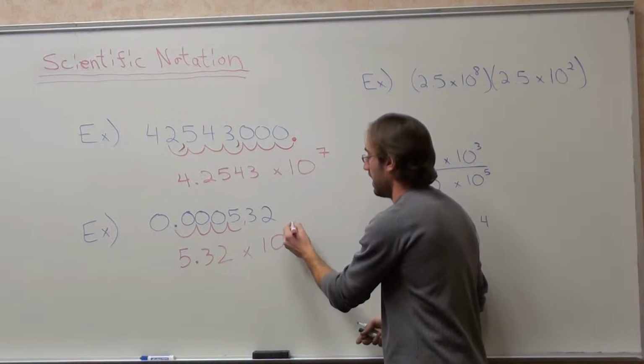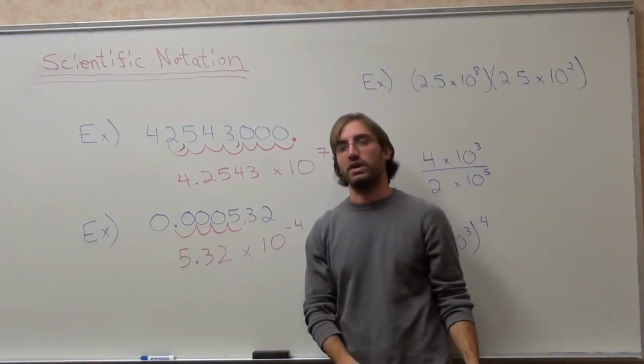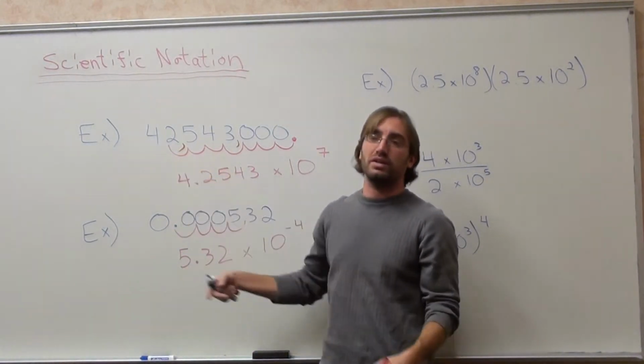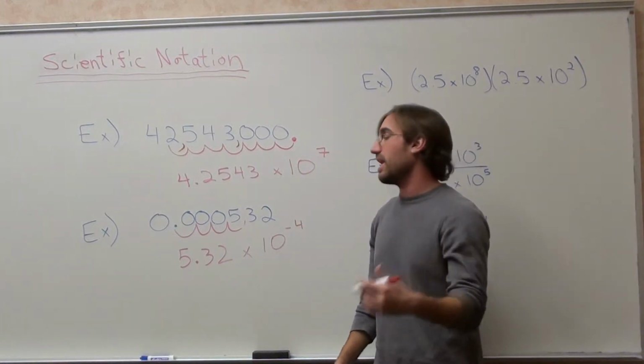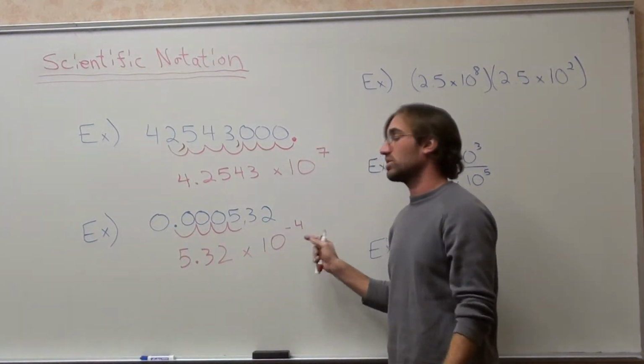If you write -4, it means that you were less than 1. So if it's a number greater than 1, the exponent's always going to be positive. And if the number is less than 1, the exponent's always going to be negative.